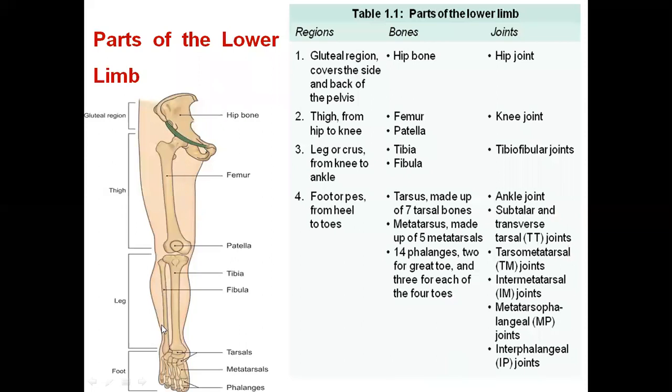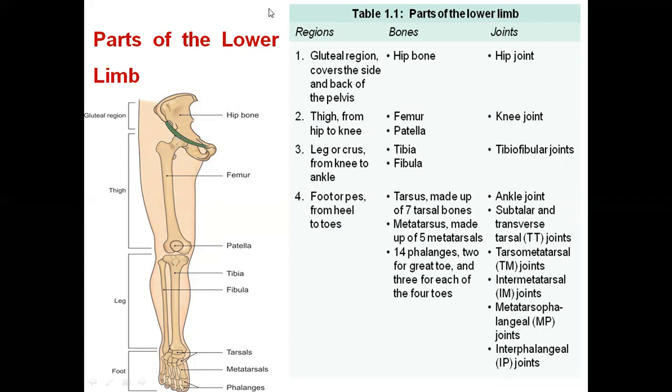Now let us summarize the various bones we see here. In the hip girdle region, that is the pelvic girdle region, we see the hip bone in the gluteal region, which covers the sides and back of the pelvis. It takes part in the formation of the hip joint. In the thigh region, we see the femur and also the patella. The femur forms the knee joint inferiorly, and superiorly it forms the hip joint.